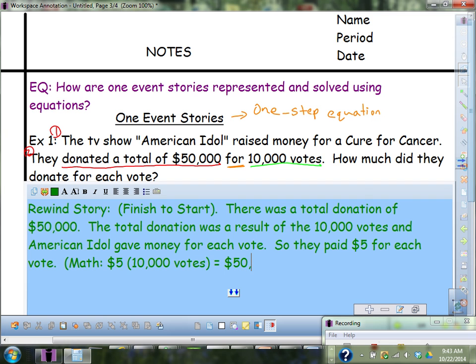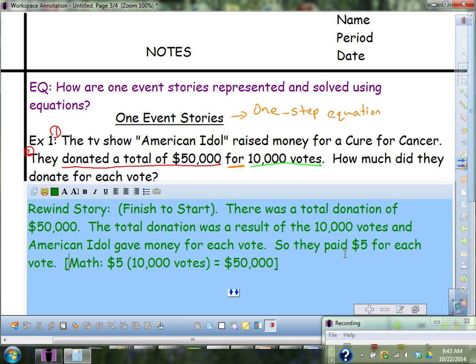50,000. So this section, I am looking for the paragraph, but whatever math you do use in your head, feel free to throw that in there. So again, I started from the end, 50,000. I know there's 10,000 votes, and then I go back to the beginning, so they must have paid $5 for each vote.